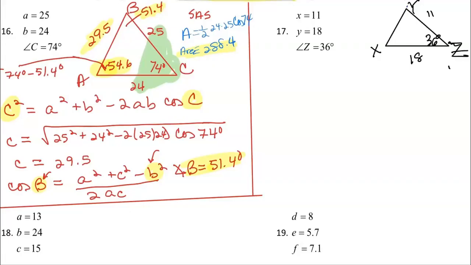Right away I could do area because I have all the right things. So why not do my area? The area is going to be 1/2 times 11 times 18 times the sine of 36. So area ends up being, let's put that in my calculator, 11 times 18 times the sine of 36, and I get 116.4.